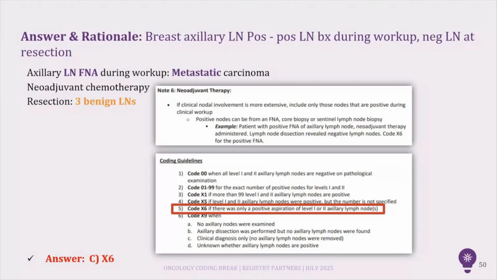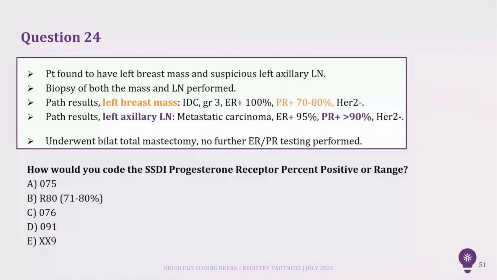Okay, now we have a patient with a breast mass and suspicious left axillary lymph nodes. They biopsied both of them. The left breast mass was, we're looking at PR here. So the PR was positive 70 to 80%, and then the lymph node was greater than 90% positive. So how can we code the PR percent positive in this case? Which one do we use?